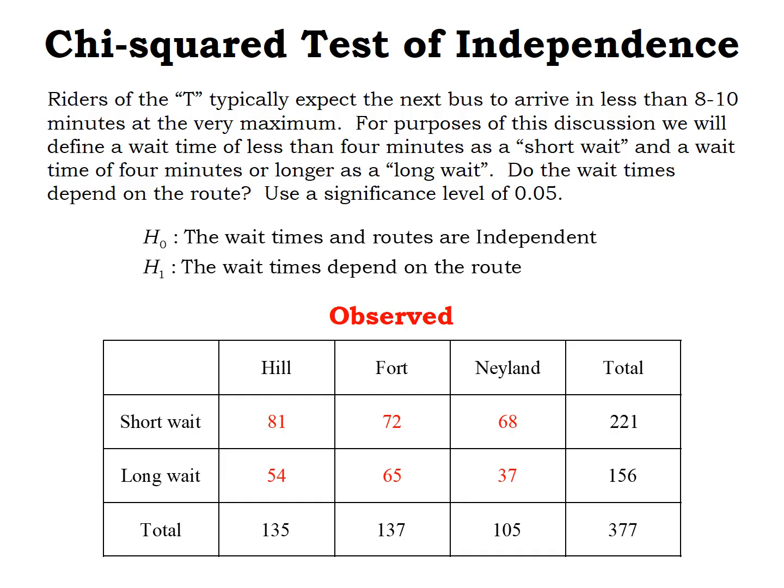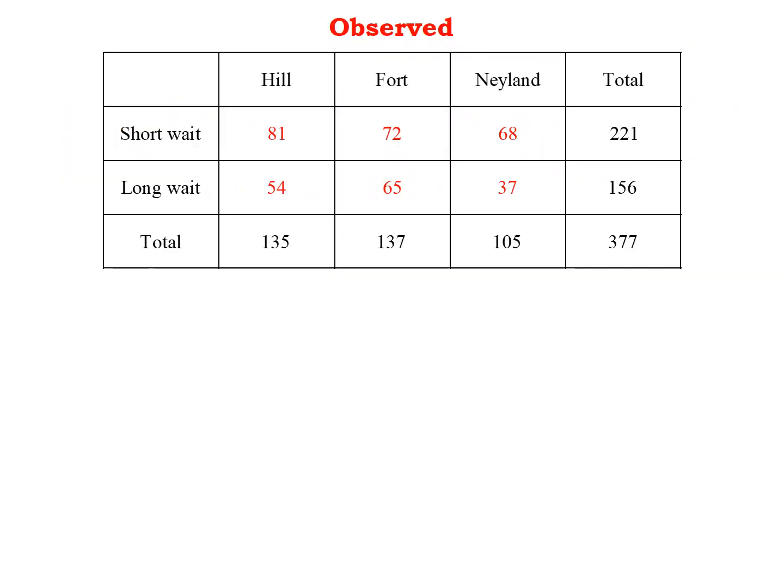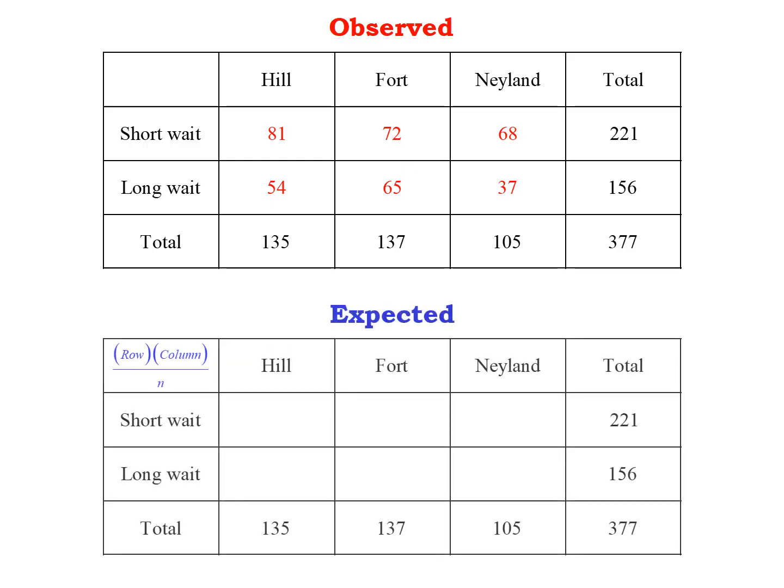We have 81 people who had short waits for the hill route, 54 people with long waits for the hill bus, and so on. So from here, we're going to calculate our expected frequencies. To calculate our expected values, we start by copying our table and duplicating just the row and column totals. And then we're going to calculate the expected frequencies of the cells using our row total times column total over n formula.